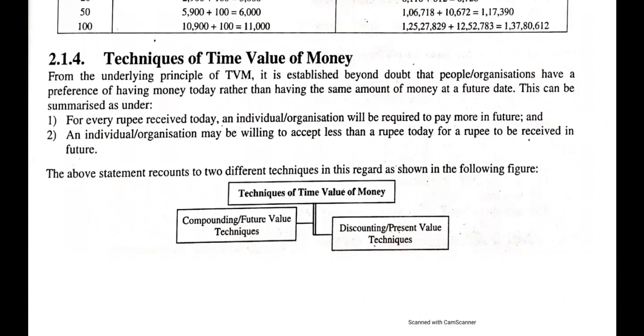Now by this, there are techniques for time value of money. Here there are two things involved. First is compounding or future value techniques, and second is discounting or present value techniques. So both the techniques are very, very important.